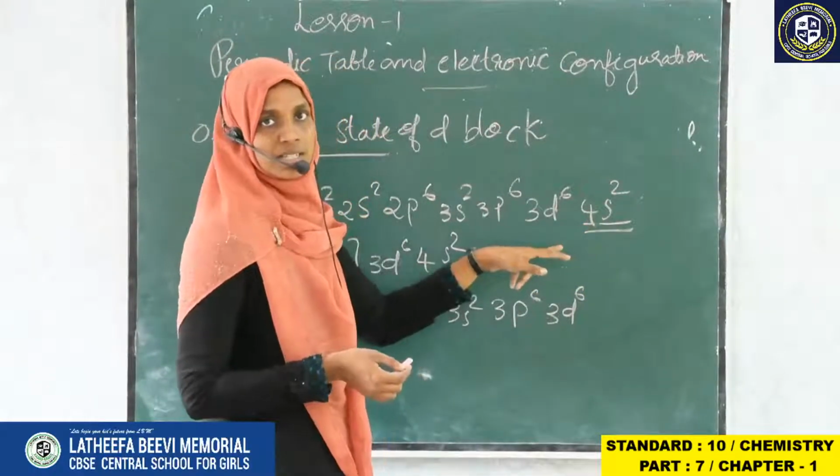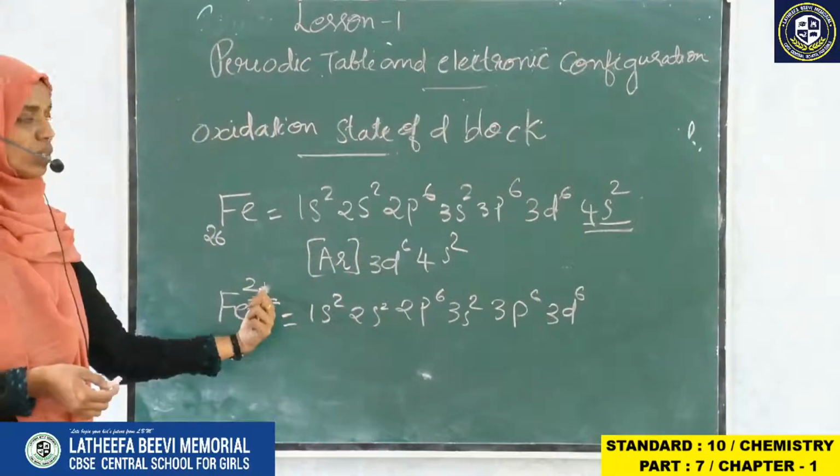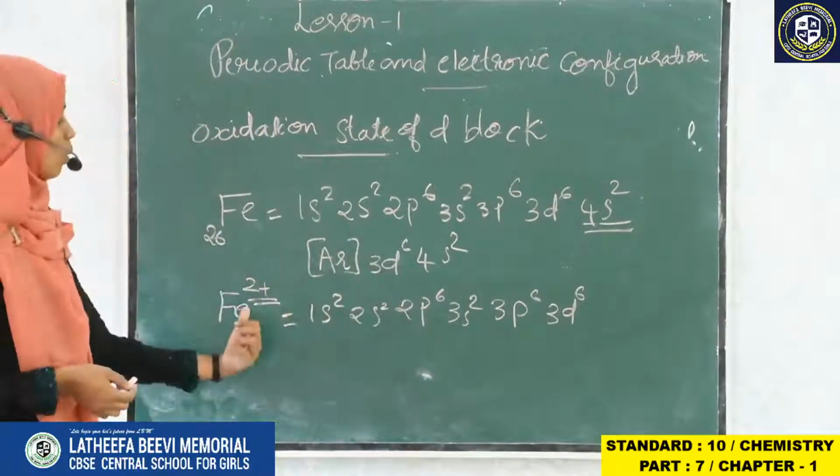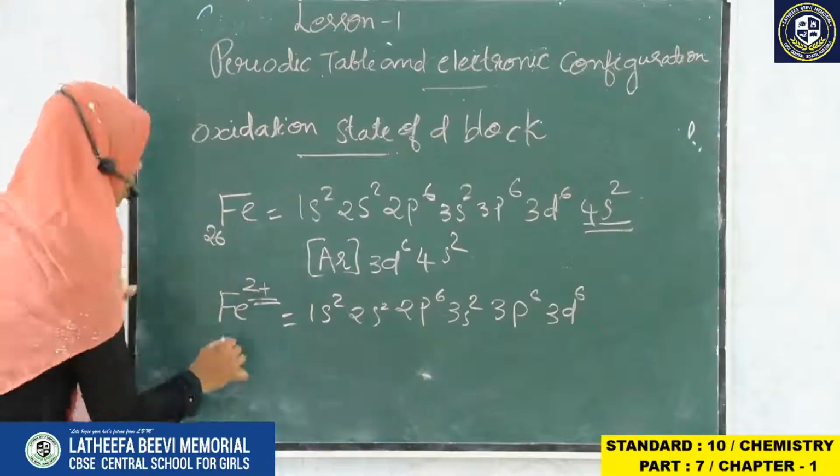What is the reason behind it? Two electrons are lost from here. The iron loses 2 electrons, Fe2+.